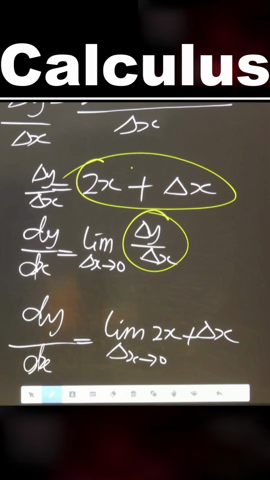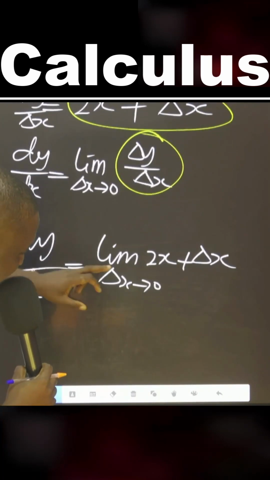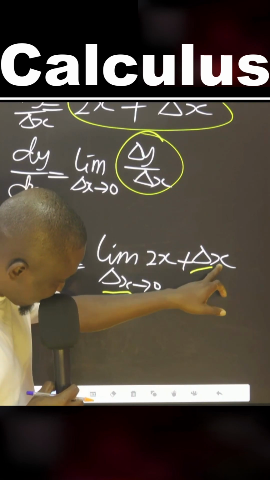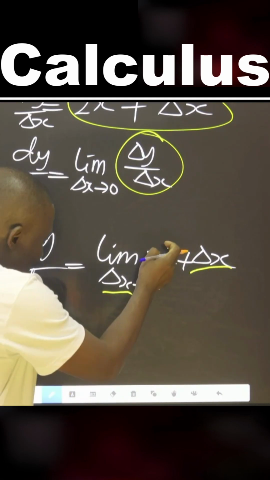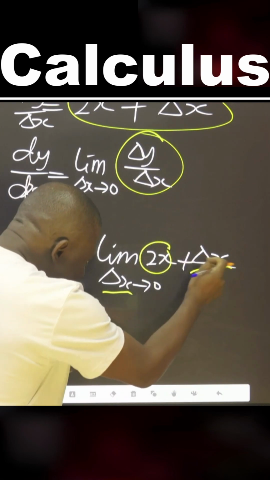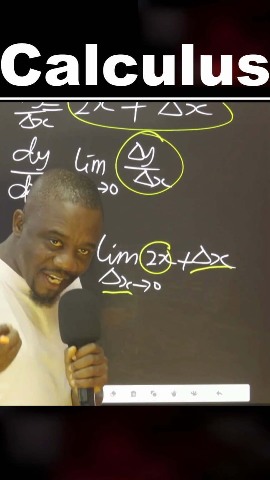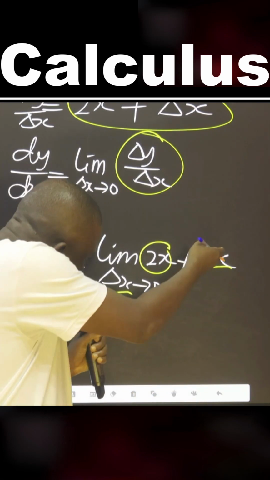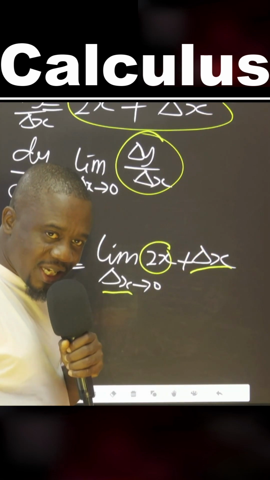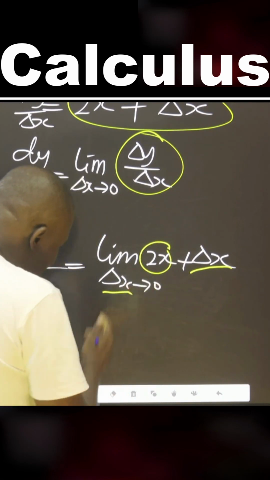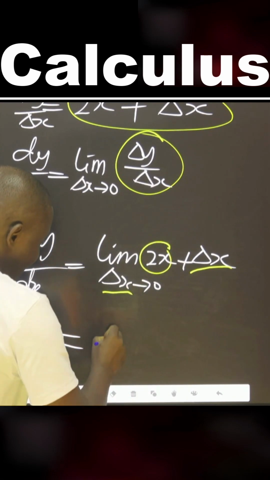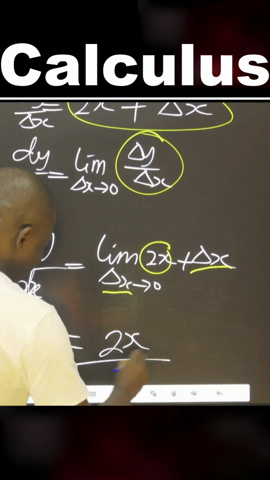So the next question now is, what do you think if delta x is going towards 0? What is this going to be? It becomes 0. It means this one without this disease, let's call it disease, or this infection, will not be affected. Only this guy will be affected, because delta x is going towards 0. So what is remaining for us now becomes 2x. So this is the answer.